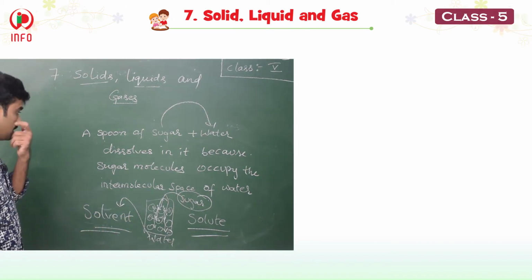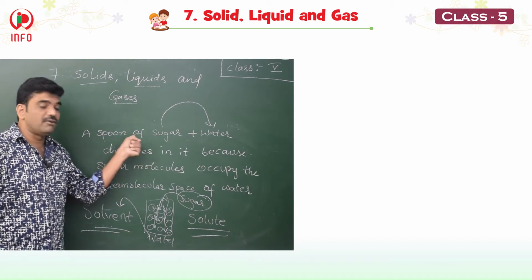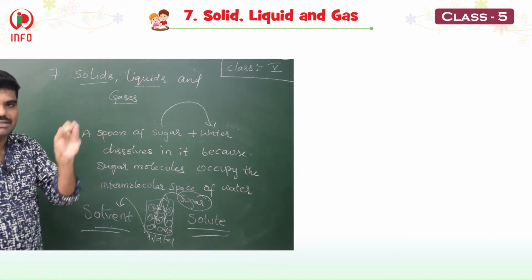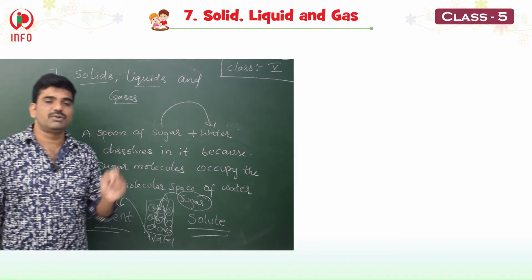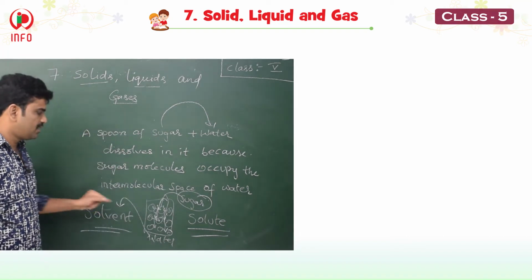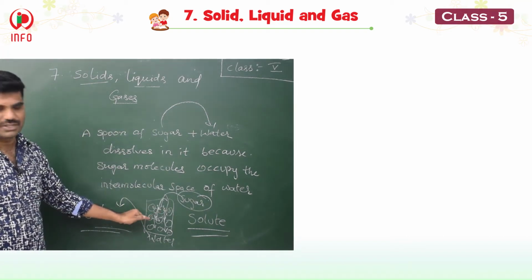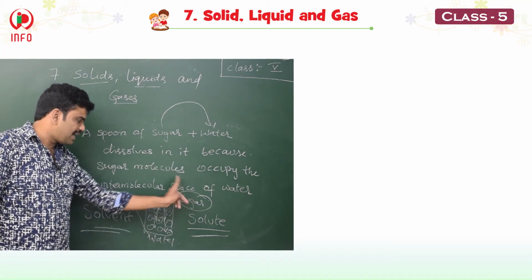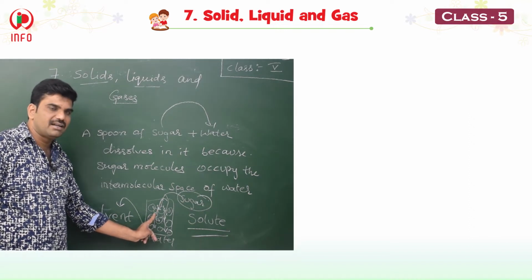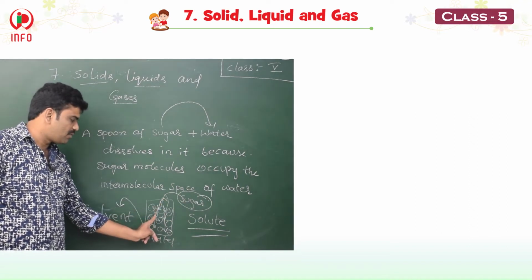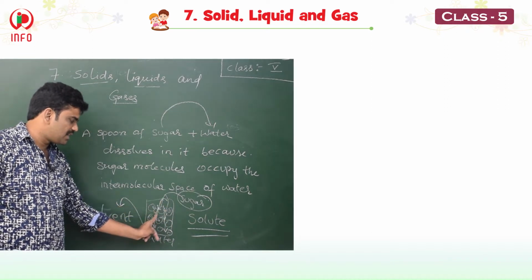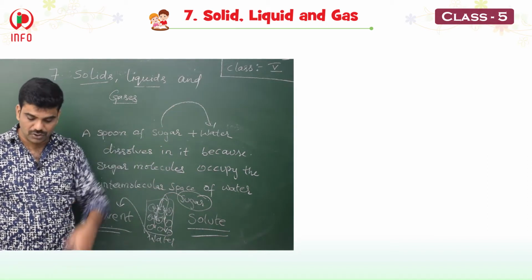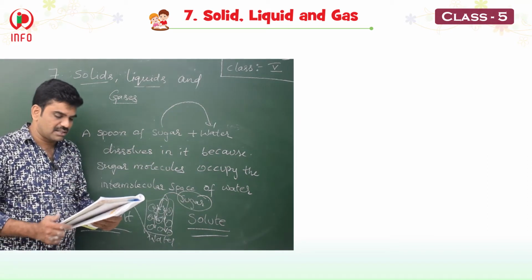Once again, I repeat here. For example, when you add a spoon of sugar to the water, the sugar will be dissolved in the water. Why is the sugar dissolved in the liquid here? Because water is a liquid, children. In the liquid, the gap is there. Space is there. When you add the sugar, this space is filled. This sugar occupies the intermolecular space. This space is called the intermolecular space of water. So, the sugar we are adding is called the solute and the water is called the solvent.